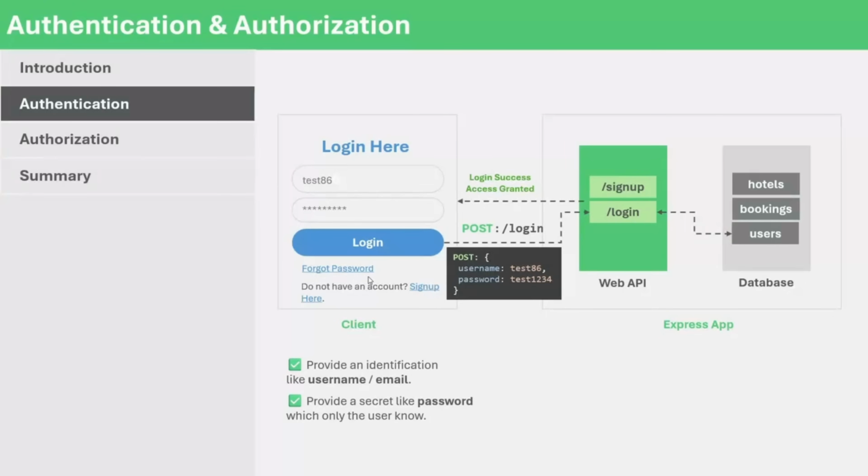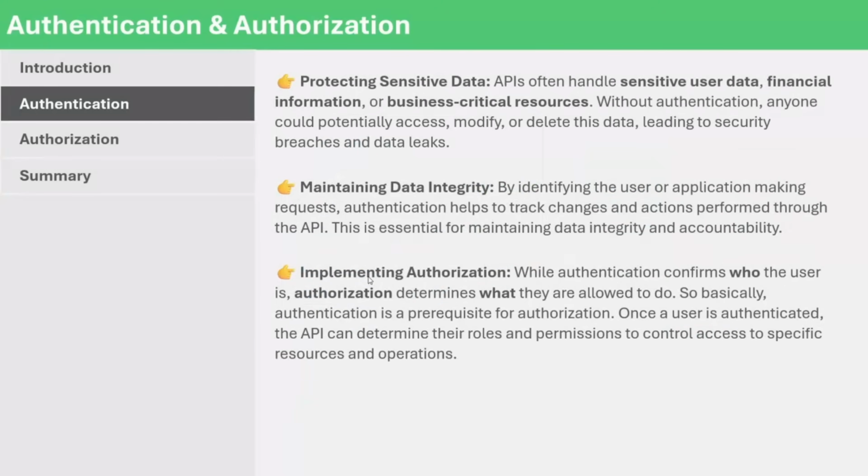Now, authentication is crucial for securing your web API application, including those which we build with Node.js and Express. And there are several key reasons for that. First of all, APIs often handle sensitive user data, financial information, or business critical resources. And without authentication, anyone could potentially access, modify, or delete this data, leading to security breaches and data leaks. So, authentication ensures that only legitimate and authorized users of the application can access specific API endpoints and functionalities. And this prevents malicious actors from exploiting the API for unauthorized actions.